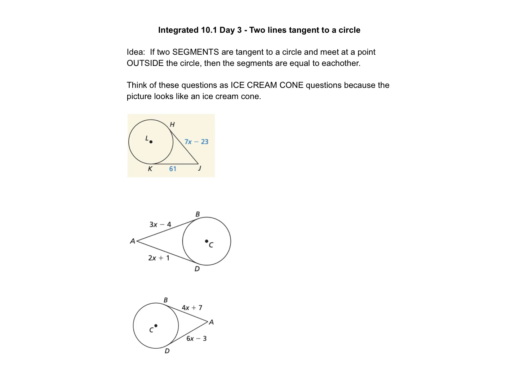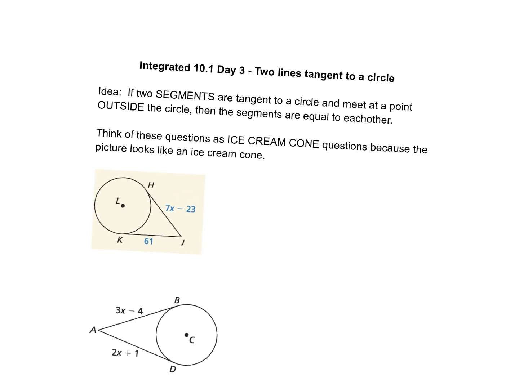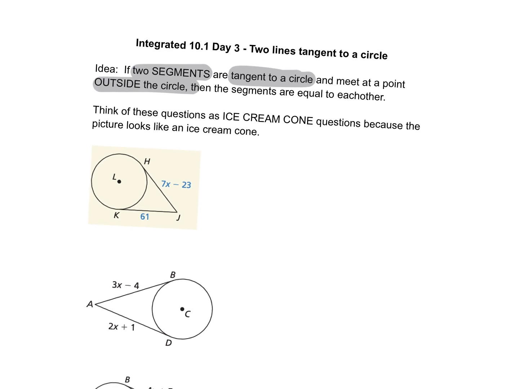Okay, let's take a quick look today at what happens if two segments are tangent to a circle and they meet at a point outside of the circle. What happens is these segments are equal to each other.